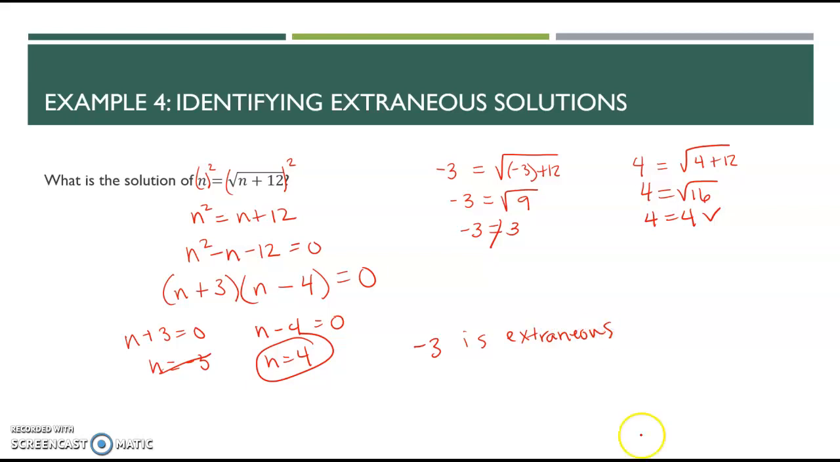Okay. So this is why we should check all apparent solutions, because yes, we ended up solving, but because of the way the squares worked out, it gave us two solutions, and really only one of the solutions works for the original equation.